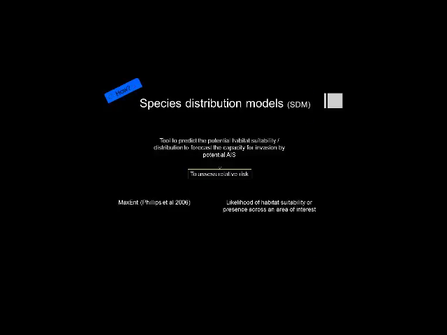So how do we do this? We have to model the species, and we use species distribution models. These are tools to predict the potential habitat suitability and distribution to forecast the capacity for invasion by potential invasive species, and we do this to assess a relative risk. There are several different kinds of models, and the one that we chose is MaxEnt, which is maximum entropy, made by Phillips et al. in 2006. It uses presence-only information of the record of the species to predict the likelihood of habitat suitability or presence across an area of interest.